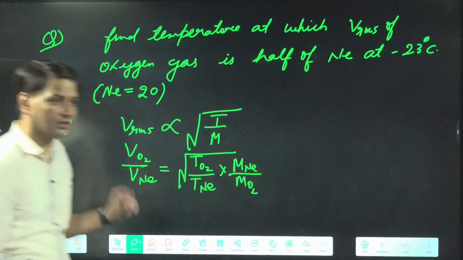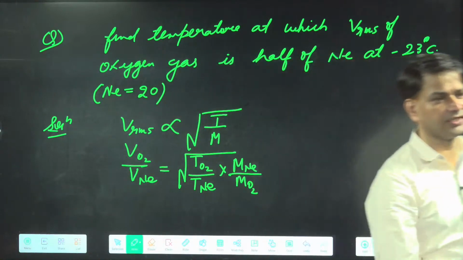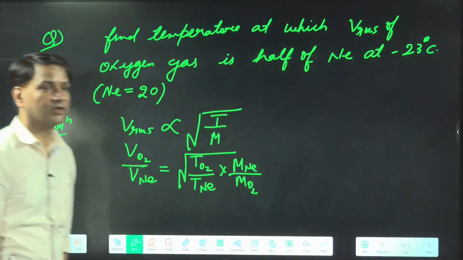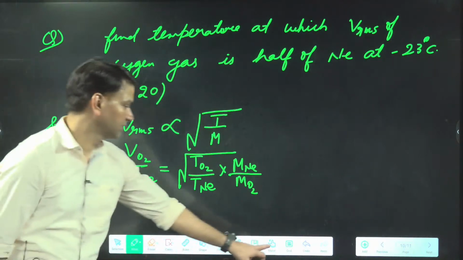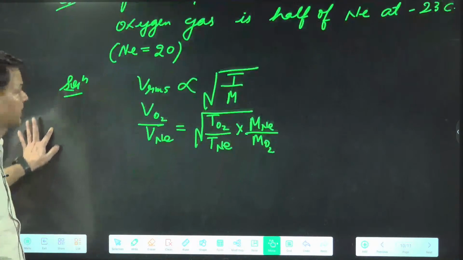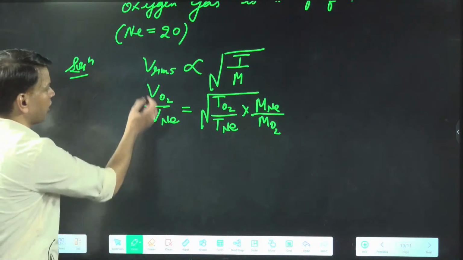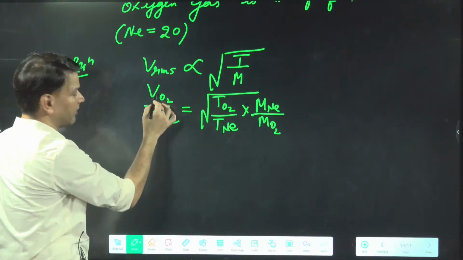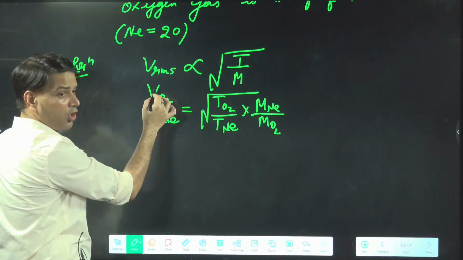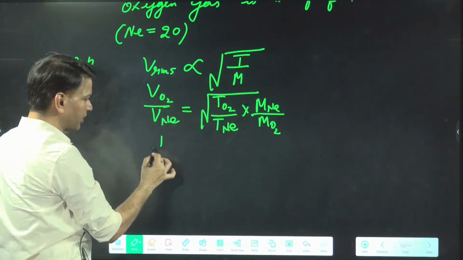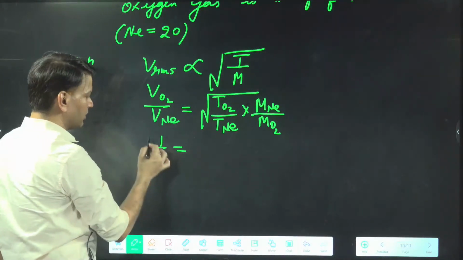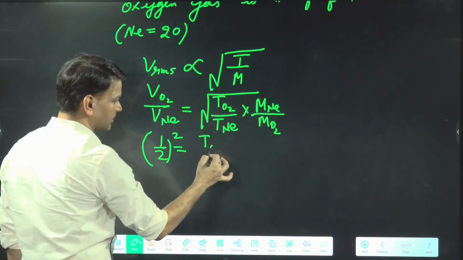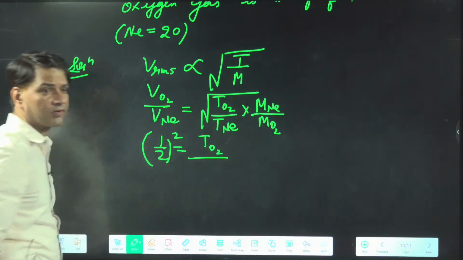This step is okay. 100 Kelvin or degree C? 100 Kelvin. Okay. So V oxygen we got what? V oxygen is the half of the neon. So we will get V oxygen is V neon by 2. So this ratio you will get 1 by 2, that is equal to, now you can do the square on both sides. So temperature of oxygen they are asking. Temperature of neon they have given minus 23.